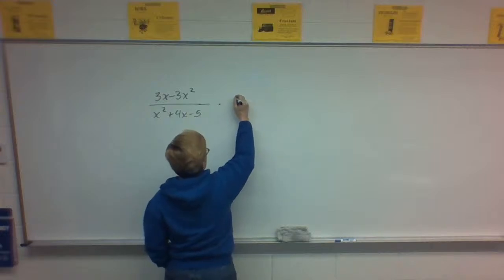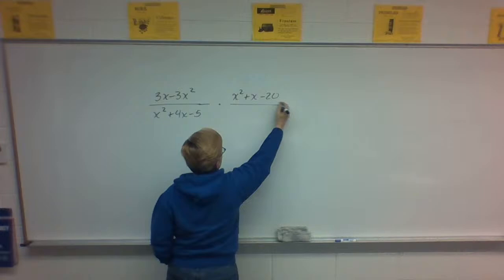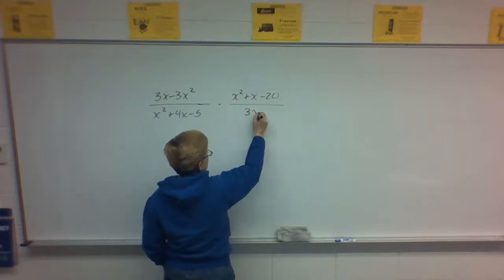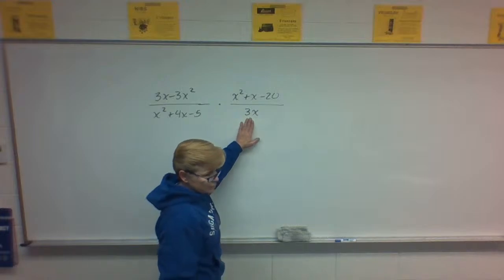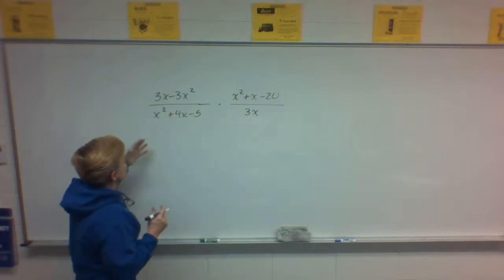Times x squared plus x minus 20, over 3, and over 3x. So that one's not going to need factoring. There's nothing in it. All the rest of these we're going to at least need to try, so start pulling things apart.